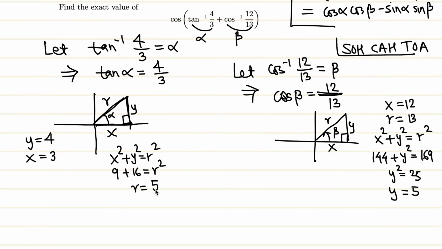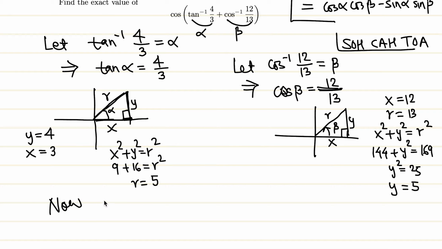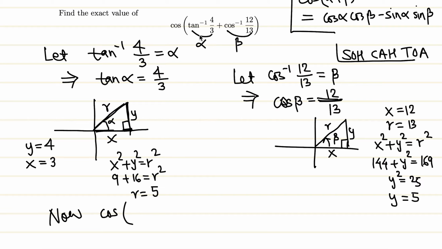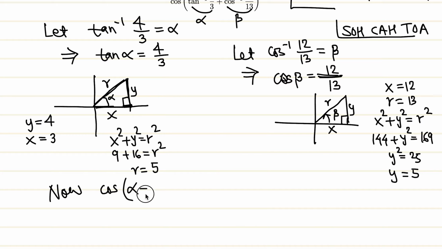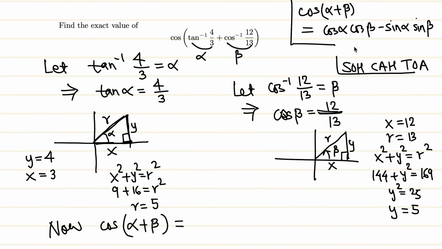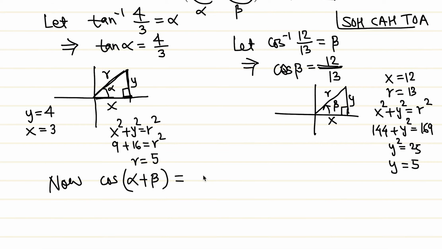Now the given question is cosine of alpha plus beta, because we said alpha for the first and beta for the second. And from the formula list, cosine of alpha plus beta is not simply cosine alpha plus cosine beta. No, not that easy. It's by the formula cosine alpha cosine beta minus sine alpha sine beta.